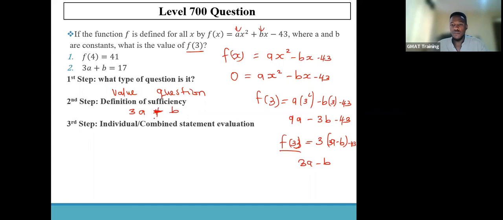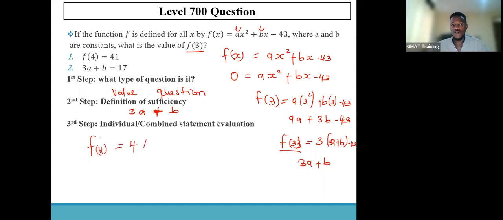I mean 3a plus b. It must be able to give us the value of 3a plus b. So if a certain statement does not lead us to identifying the value of 3a plus b, then it becomes insufficient. So looking at the first statement, it tells us that f of 4 is equal to 41.